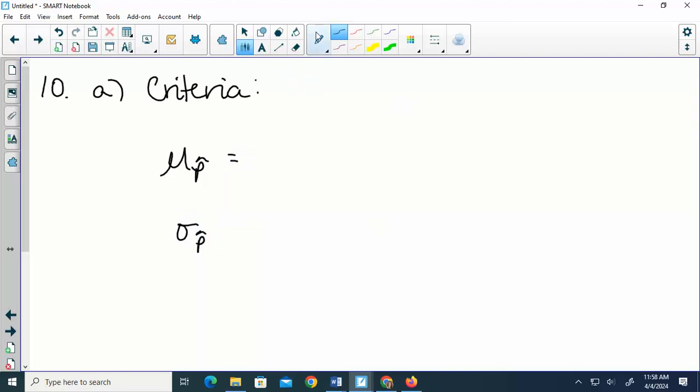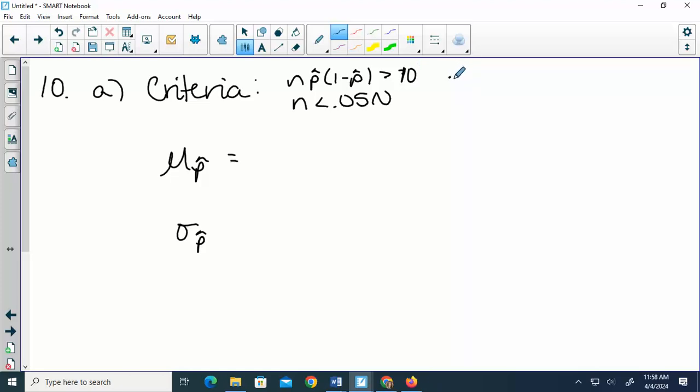If we have p-hat, what is the criteria? Less than 5% of the population, and 10 times p times 1 minus p greater than 30. Greater than 10. 30 is when we're dealing with x bar.